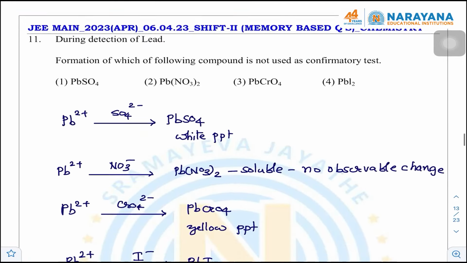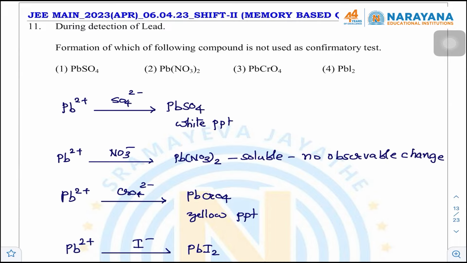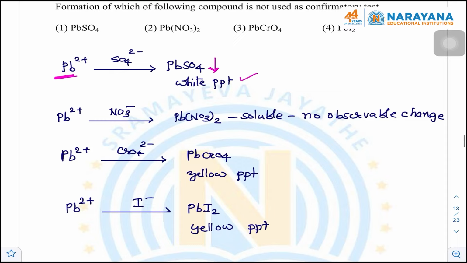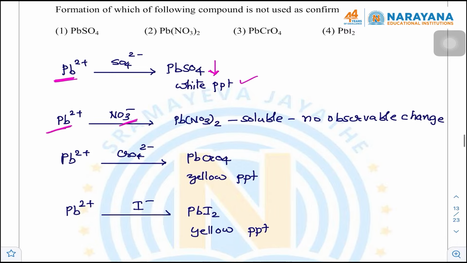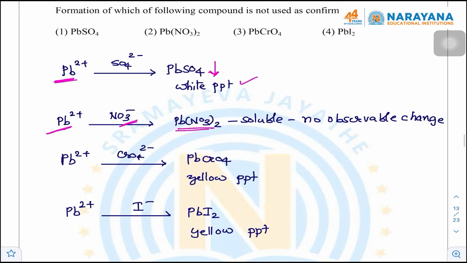Next question. During the detection of lead, formation of which of the following compounds is not used as a confirmatory test? Now if you have lead ions and I add sulfate, a white precipitate of PbSO4 is formed, so we can use it as a confirmatory test. But in lead plus 2 salt, if I add nitrate salt, there is no observable change because lead nitrate is water soluble, so we cannot use the formation of lead nitrate as a confirmatory test.